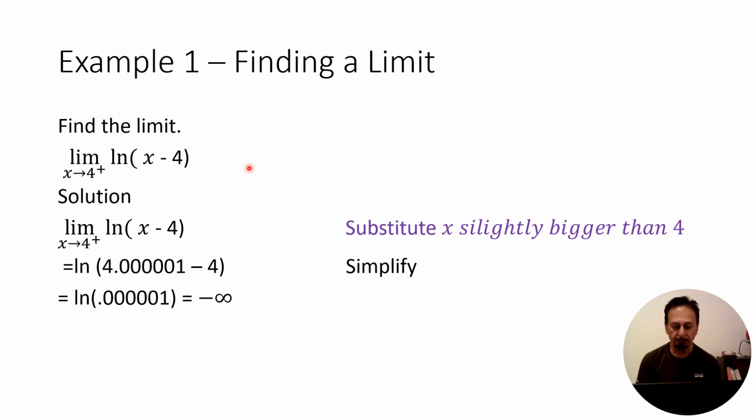Example 1, finding the limit of natural log of x minus 4 as x approaches 4 from the right. X approaches 4 from the right means x is always bigger than 4, so you can substitute a number slightly bigger than 4, like 4.0001, and then it becomes natural log of 0.0001, which is close to minus infinity.